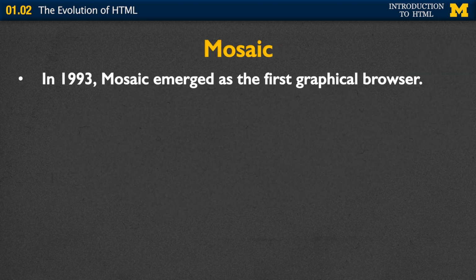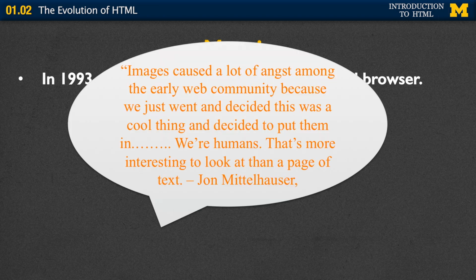However, in 1993, Mosaic emerged as the first graphical browser. And what that means is that it was the first browser to actually introduce the idea of images. And when that happened, there was a lot of debate among the research community as to whether or not this was a good thing. The pioneers really wanted to keep it simple, content-based, let everyone access it.